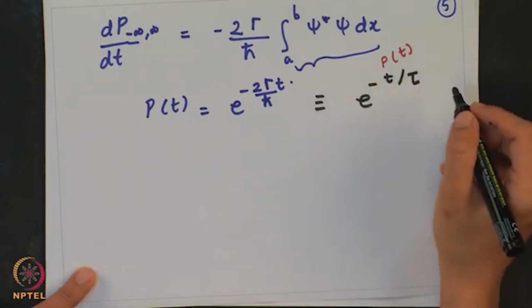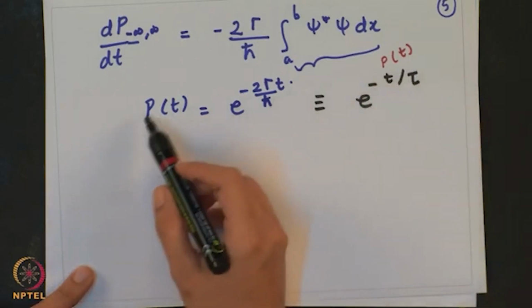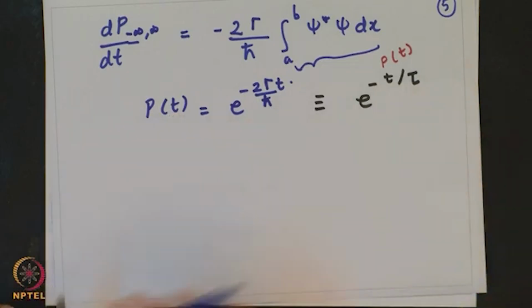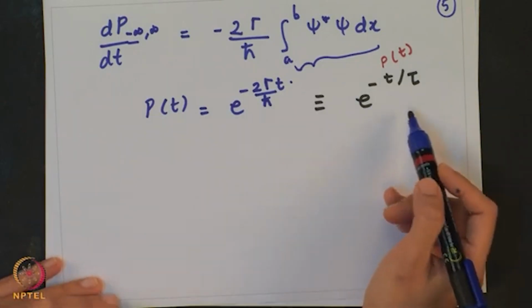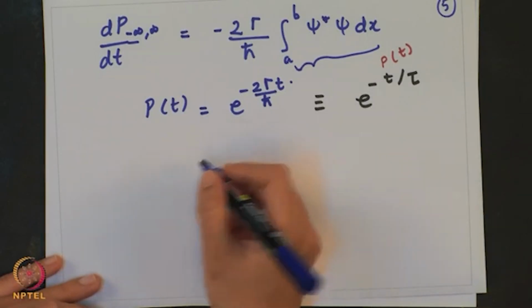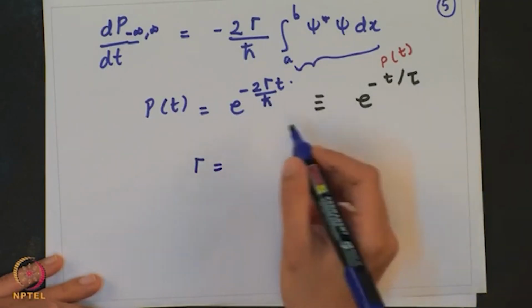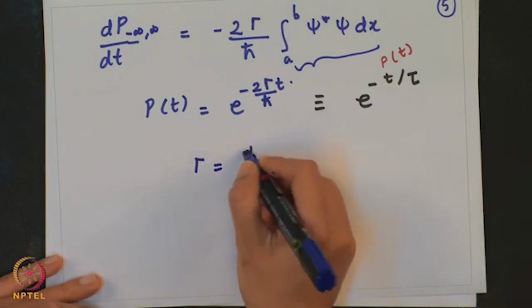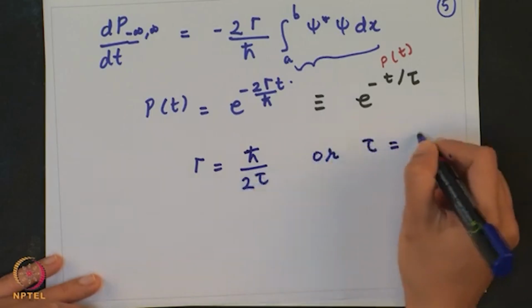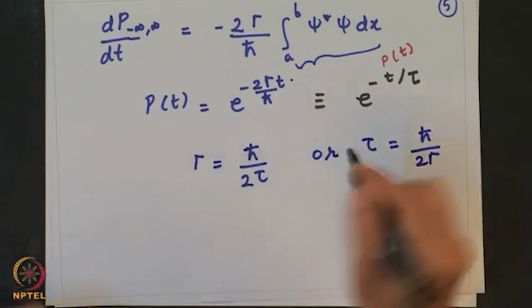Okay. So, now the time dependent wave function, the probability at time t will be given by this from minus infinity to plus infinity, and so you can actually write the relation for gamma. So, what will be gamma? Gamma will be just in terms of tau. Tau is nothing but h cross upon 2 gamma. Okay. So, this is what we obtain.